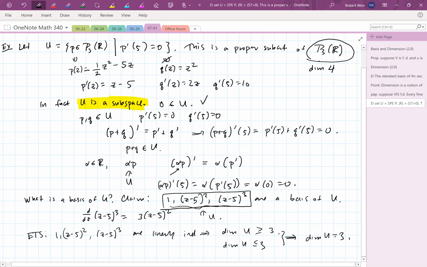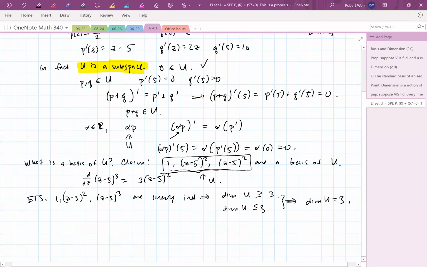Right, so I've included a bunch of argument here. I haven't written it down, but you should follow the argument. Okay, but then it turns out that showing that these vectors are linearly independent is not so difficult. So to show this, let's suppose we have a linear combination which equals 0. So suppose a times 1 plus b times (z minus 5) squared plus c times (z minus 5) cubed is the 0 vector, which is the 0 polynomial.